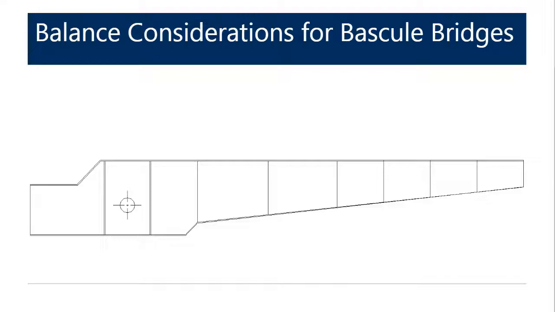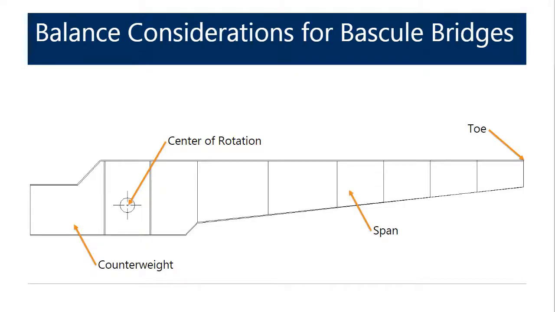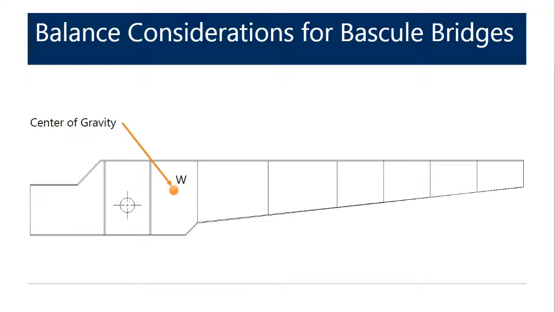So this is your bascule span, which rotates about the center of rotation. You have a span on one side, the counterweight on the other, oftentimes referred to as the toe end and the heel end. The entire weight of the span is located at a point called the center of gravity, which we call W, which is located from the center of rotation at a radial distance r. This is Wr, the imbalance constant. It's located above the horizontal by some angle we call phi.